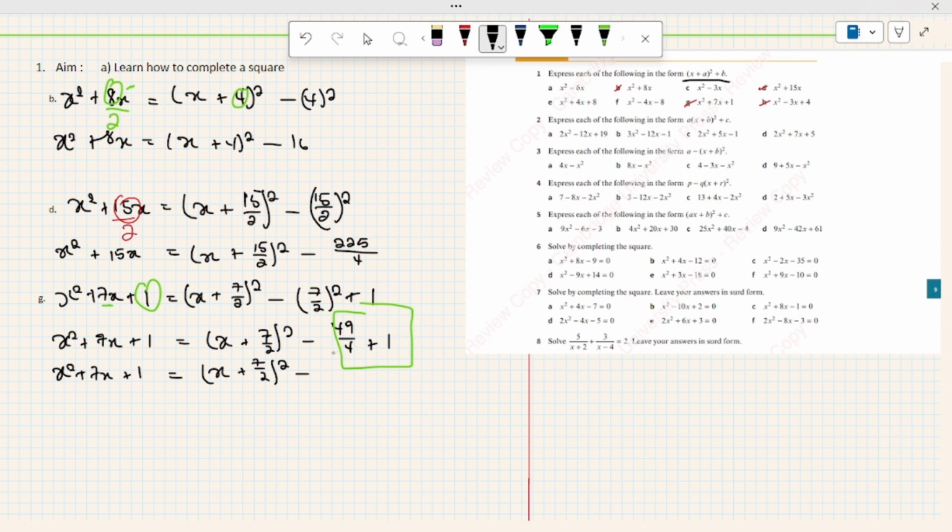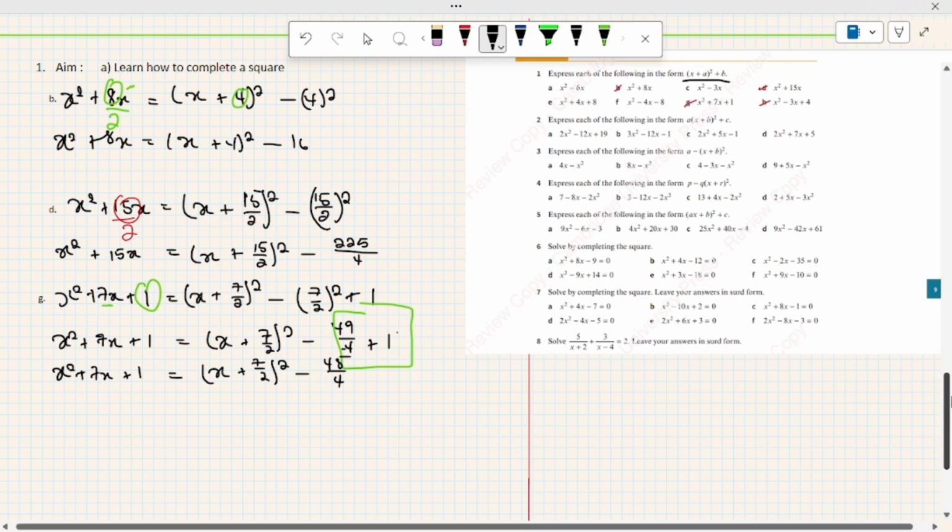We're going to find the common denominator. For the common denominator, take 4 multiplied by what? 4 multiplied by 1, we're going to get 4. And then it's going to be minus 49 plus 4. Minus 49 plus 4 is going to be minus 45. It's going to be minus 45 over 4, basically. You see? So, yeah, guys. Easy.